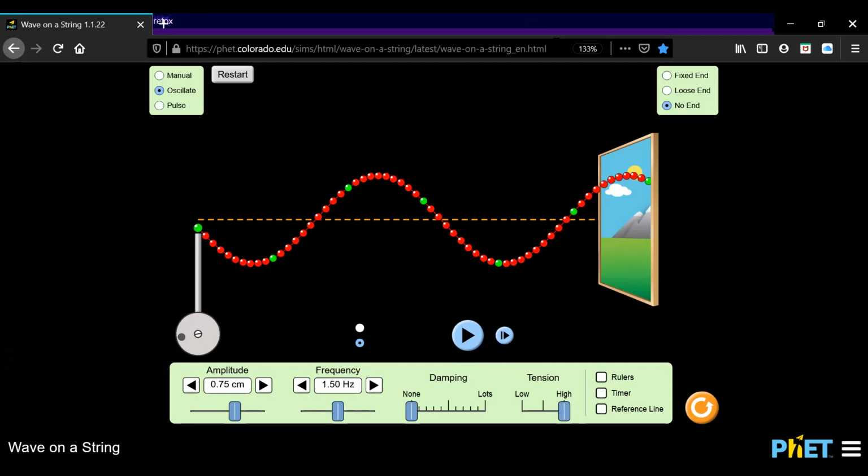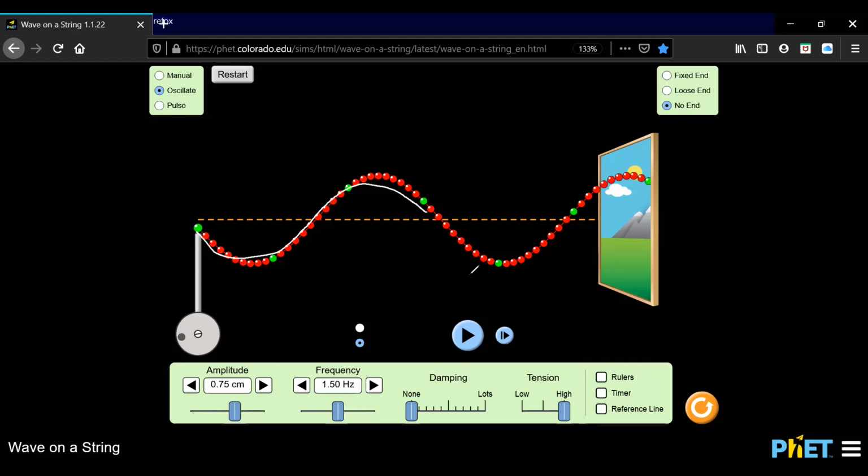If we start off with the string like this, I'm choosing a pin, I'm choosing another pin. Just for fun, I'm going to trace this so we can see what it looks like at a certain instant in time later. So this is the value of the wave at this time, right? And so this is the displacement at a certain time, at time t equals t sub 0, for instance.